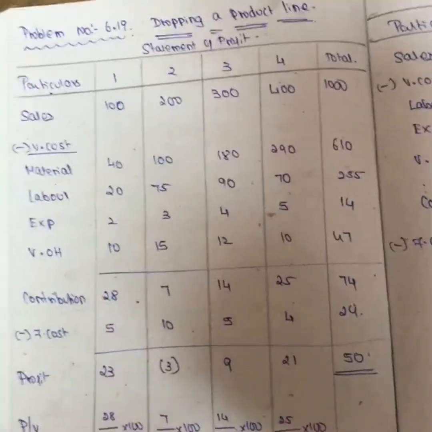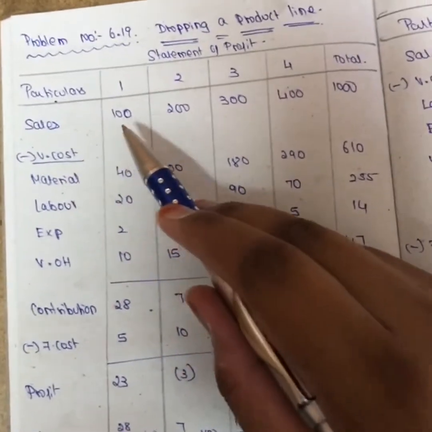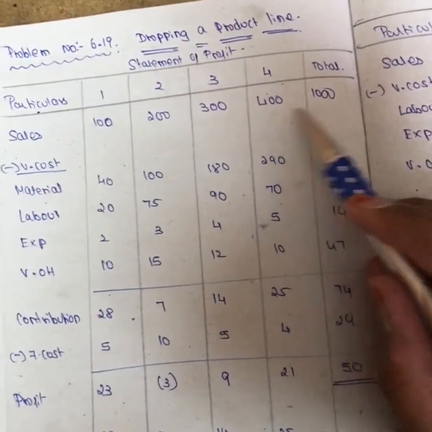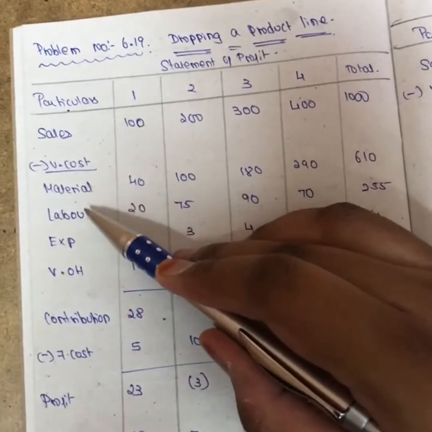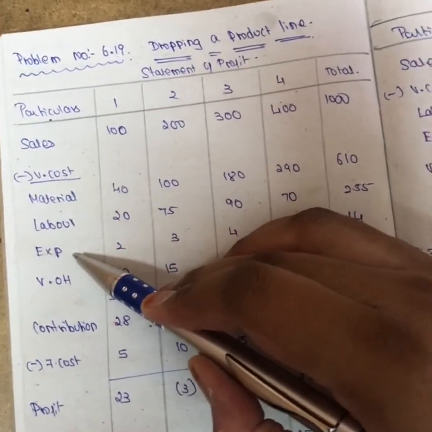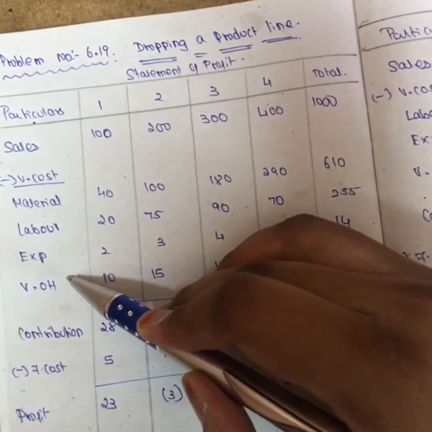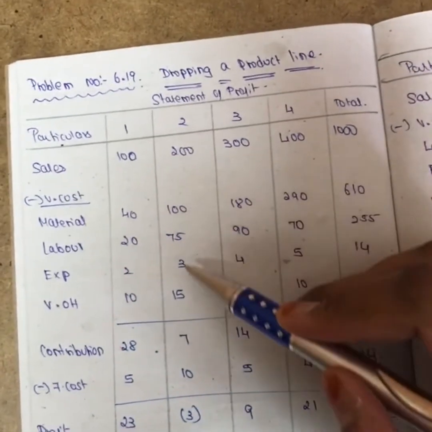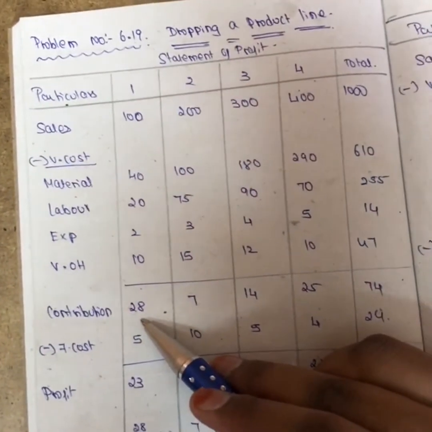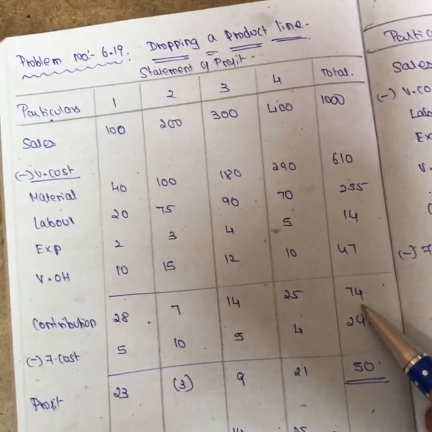So we have 4 departments, 1, 2, 3 and 4, and the sales given is 100, 200, 300, 400, and the total is 1000. And we have variable cost, they have given you material, labor, expenses, okay, and variable overhead is also there. Overheads they have given us variable overhead and fixed overhead. Obviously under variable cost, variable overhead will also come.